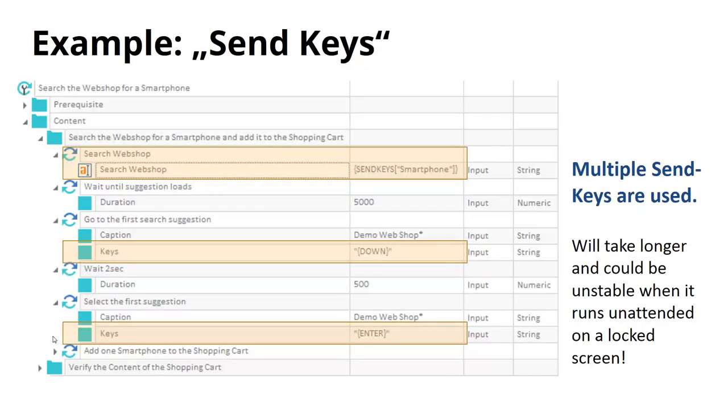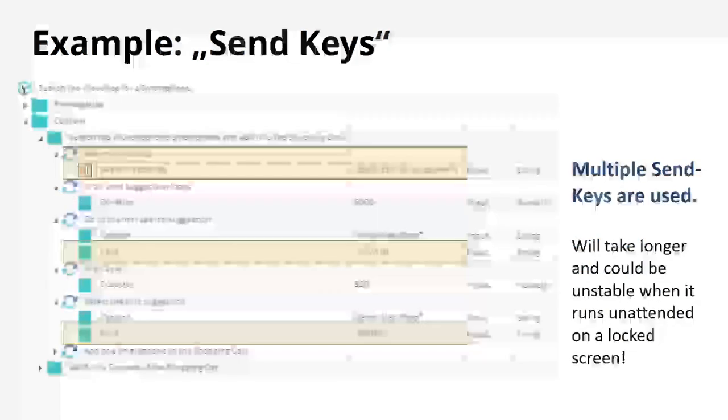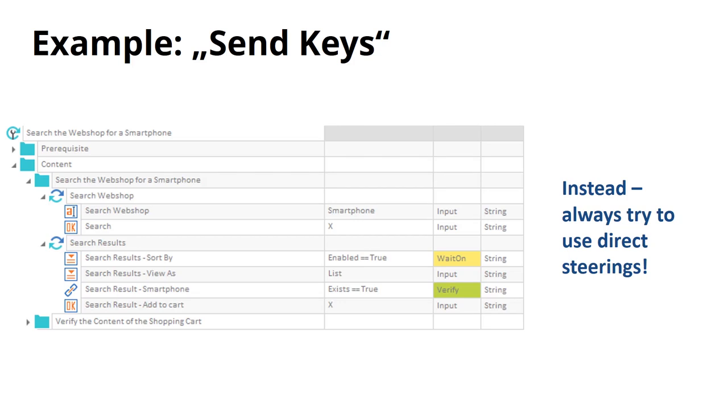Okay. Here's another send keys example. In this case, in an edit box, send keys are used. Even though it's not necessary in this case, I often see in portfolios that people don't know that you can directly write smartphone into the value instead of sending send keys there. And using send keys will always be much more unstable than just directly putting the smartphone text into this control. The same goes below here. Instead of sending the enter send key here, you could simply click on such elements. Instead of that, you can see here it even reduces complexity. This is the same test case, just using direct control steerings. And if you compare those two, you can directly see this test case is much easier to read, and it will also be much more stable.